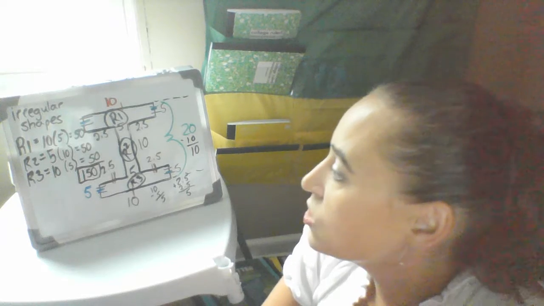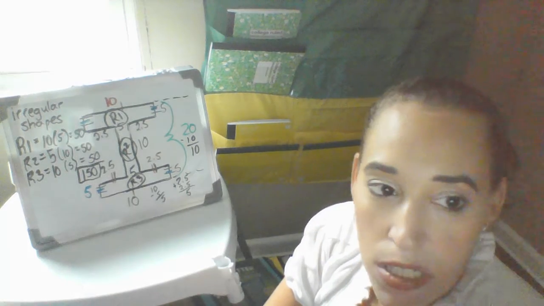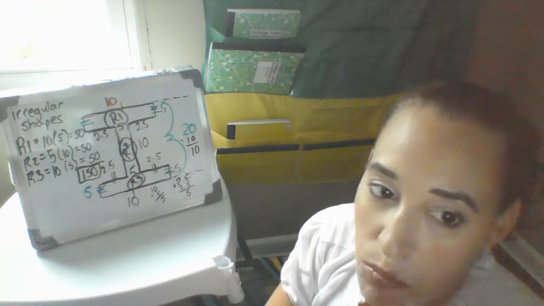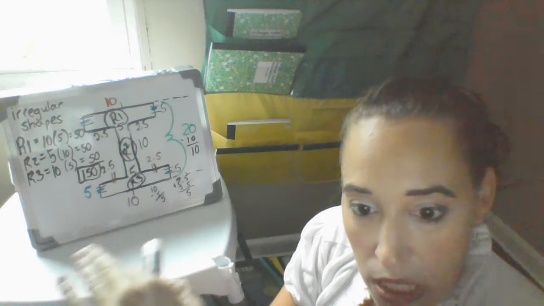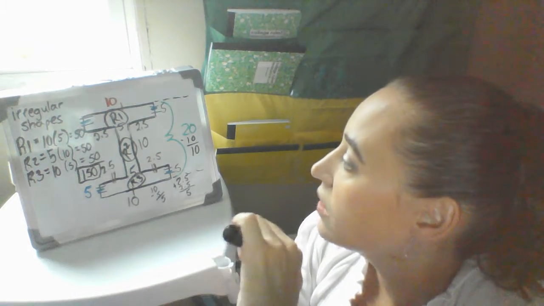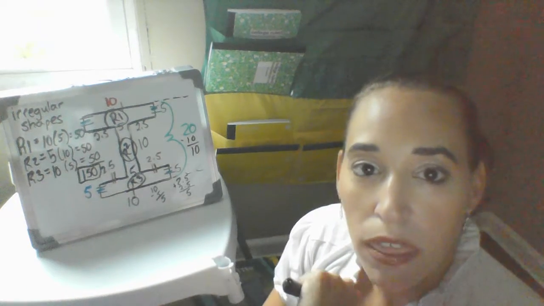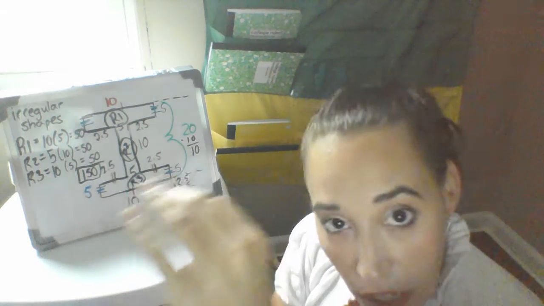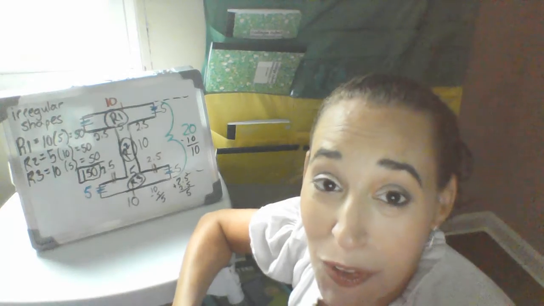So again, this is just one example of an irregular shape. You can see so many different examples. Basically, you just break it apart into different shapes. You find the area of each individual shape, and then you add up the area of each individual shape to get the total area of that irregular shape.